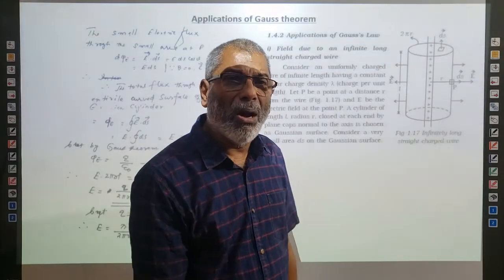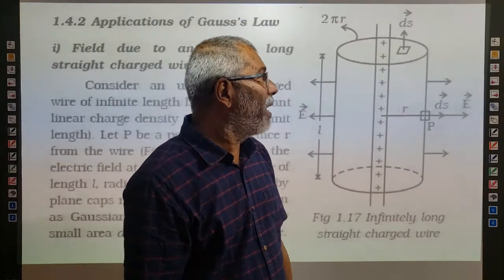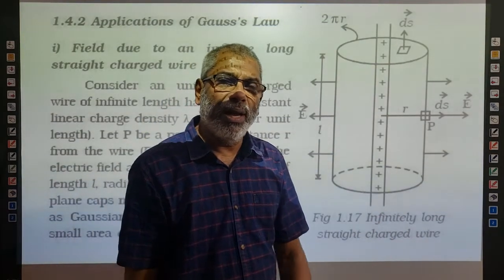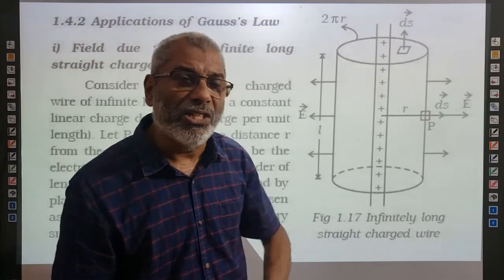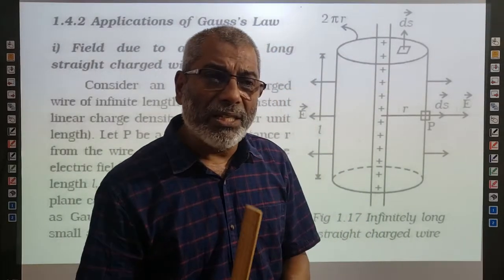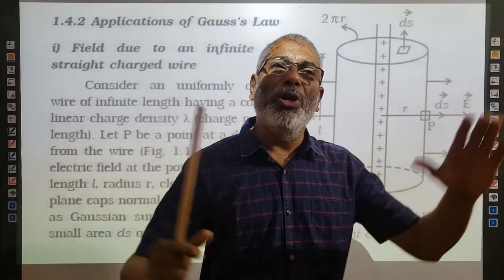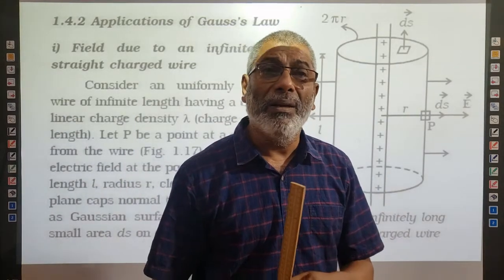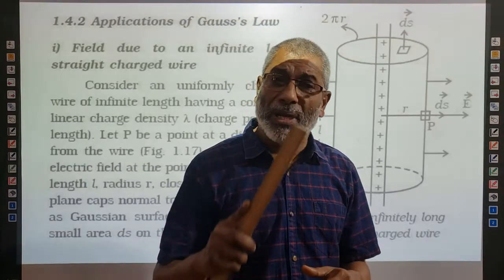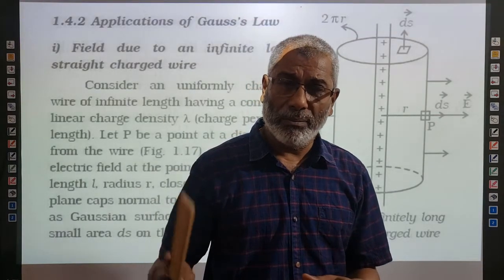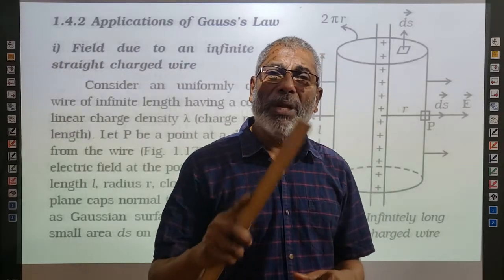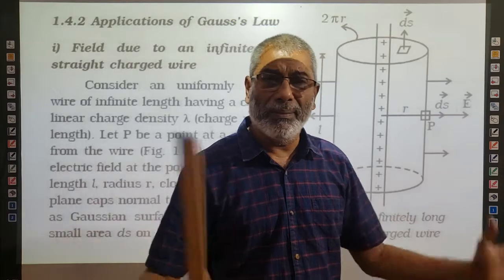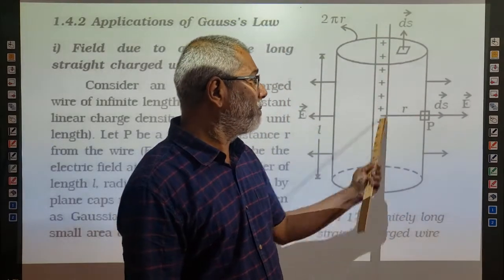This is a line of length L and it is a charged line. It is uniformly charged, having a linear charge density lambda. Linear charge density lambda means if Q is the total amount of charge present in the line and L is the length of the line, then linear charge density lambda is equal to Q by L. That is, lambda equals Q by L, or Q equals lambda into L. So this is the line shown here.